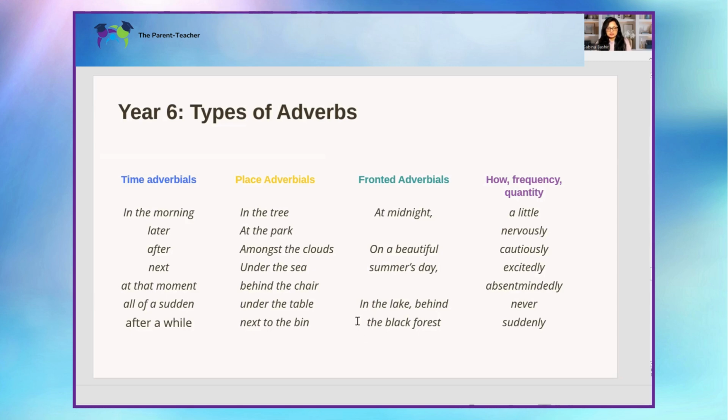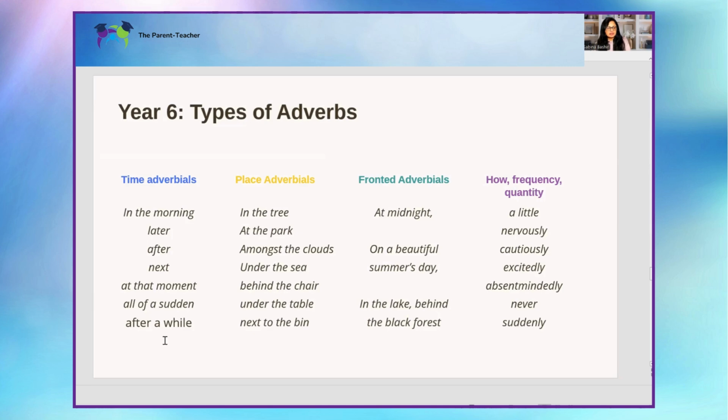Now, that is an important part of fronted adverbials. You can see here, we've got an assortment of place adverbials. Some of them started with capital letters and some of them didn't. The ones that didn't would be in the middle of a sentence. The ones that have a capital letter would be at the beginning of a sentence. So even though these are place adverbials, these are actually fronted adverbials too, because they start with a capital letter. And the same again here, in the morning, it's a time adverbial, but this one is a fronted adverbial because it starts with a capital letter.